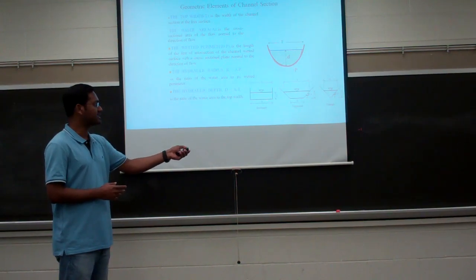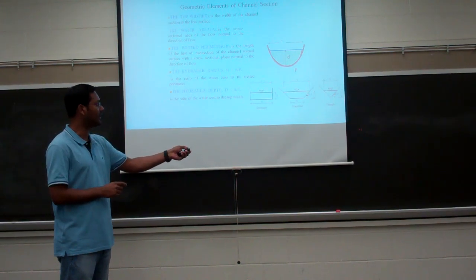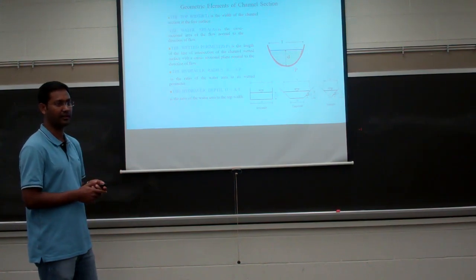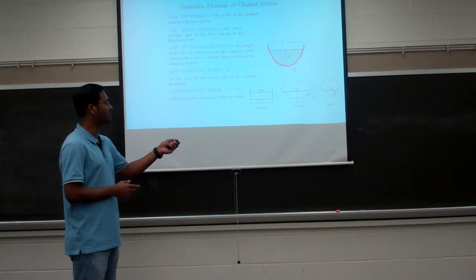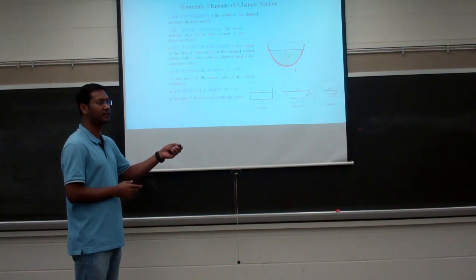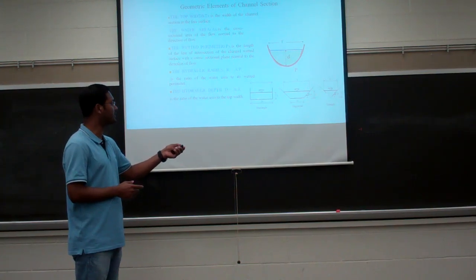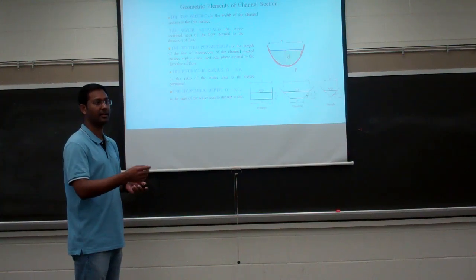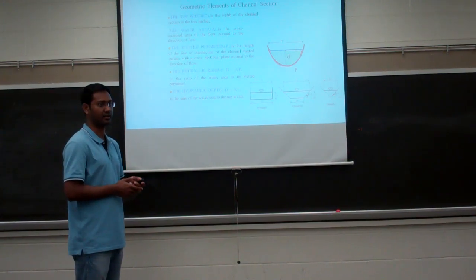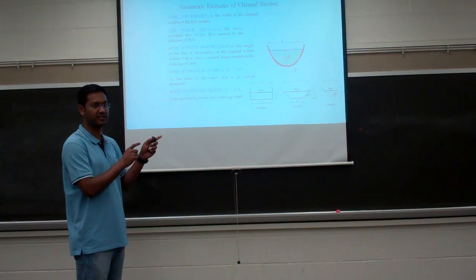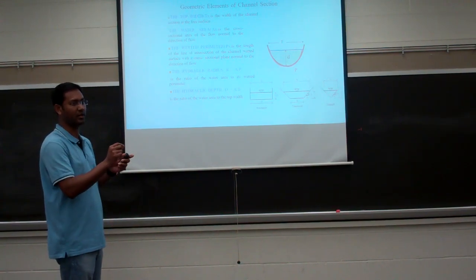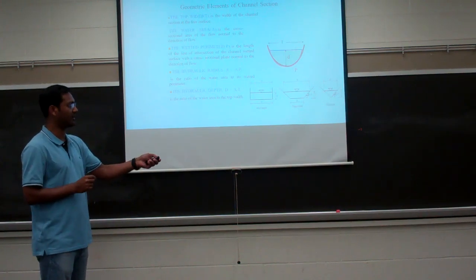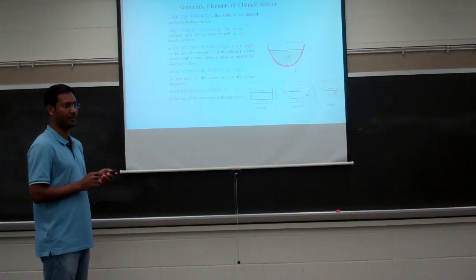The area of a rectangular section here is B times Y. And what will be the top width of this section? T is the same as B, the bottom width, right? So B and T are the same for a rectangular section. If I divide B times Y by B, what will I get? I will get only the depth of water. That means for a rectangular channel the situation is special: the depth of water is the same as the hydraulic depth. And for other cases, it will be different, right?